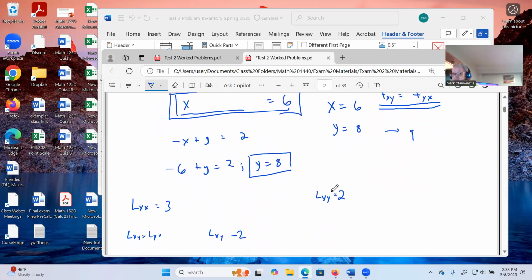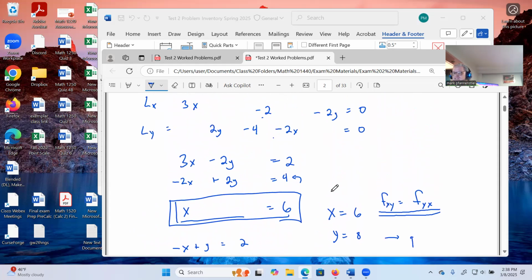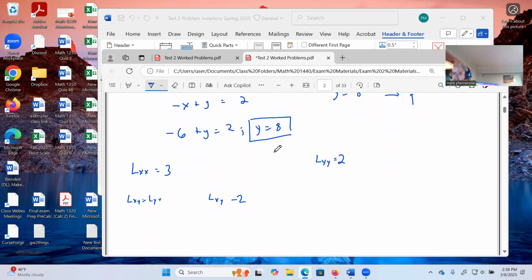So what do we figure out? We did x, y. I want to do y, x. So I'm going to take the derivative of L_y with respect to x, and look at that. I get -2. Either way, it's -2. It's the same as this way. So we did confirm that this was in fact true in this case. So very good. It usually will be.